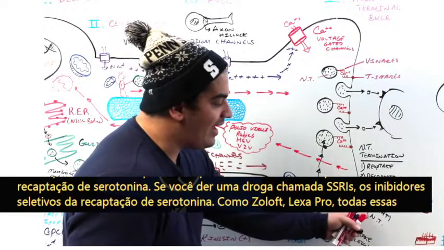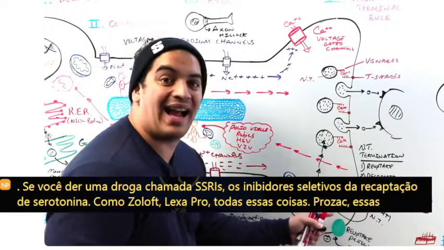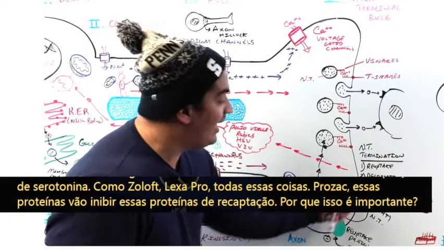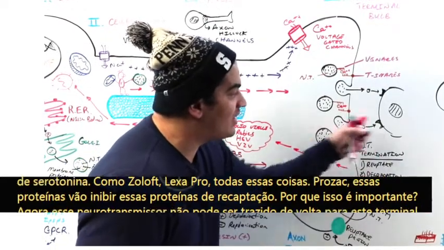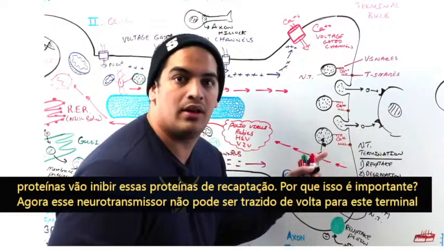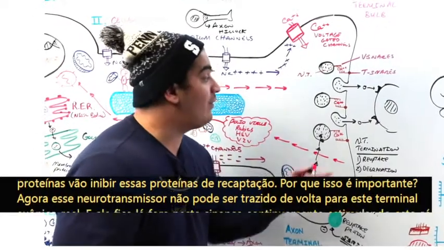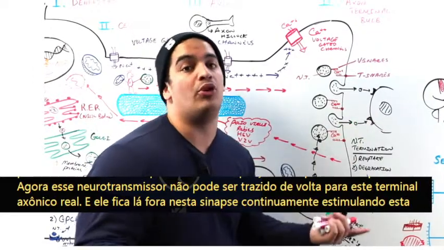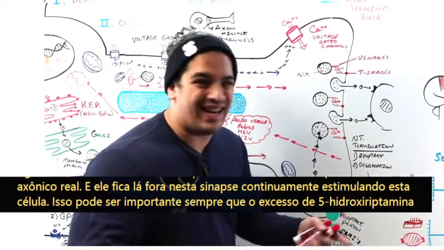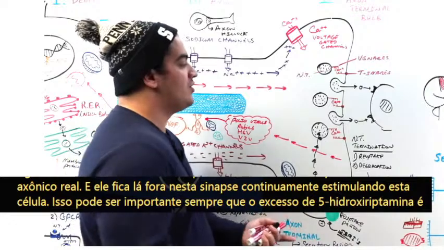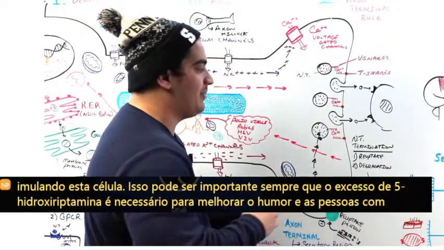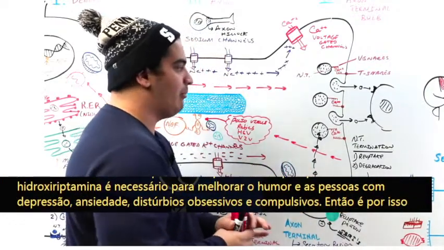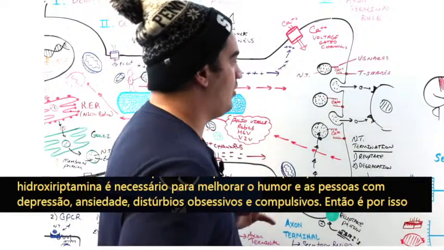Why is that important? Now that neurotransmitter can't be brought back into this axon terminal, and it sits out in the synapse continuously stimulating this cell. That could be important whenever that excess 5-hydroxytryptamine is needed to improve mood in people with depression, anxiety, obsessive compulsive disorders. So that's why it is so important that you know the basic functions of these components of the neuron. All right, that covers the axon terminal.